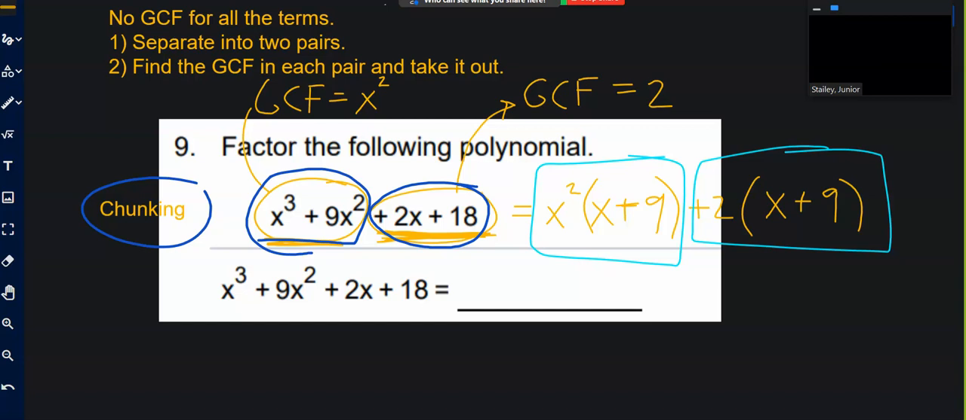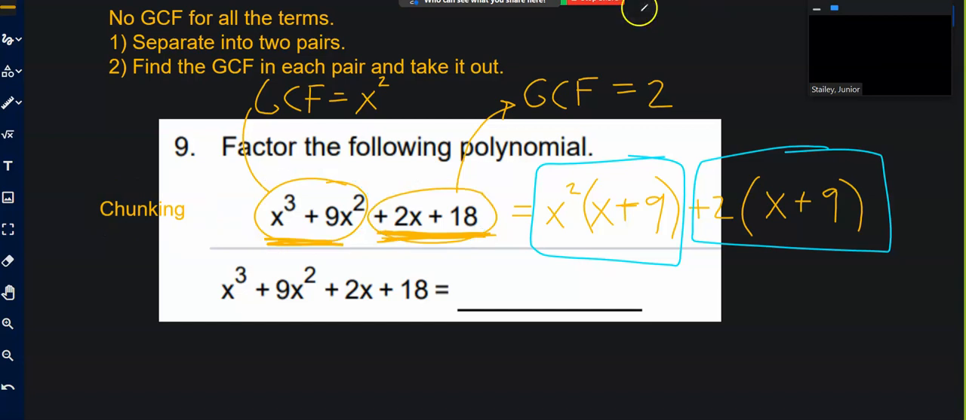So literally, as we've talked about before, we can divide each one of these by x squared, and then divide each of these by 2. And what happens when you pull the x squared out of the first 2, you're left with x plus 9. And when you pull the 2 out of the second 2, you're left with x plus 9.